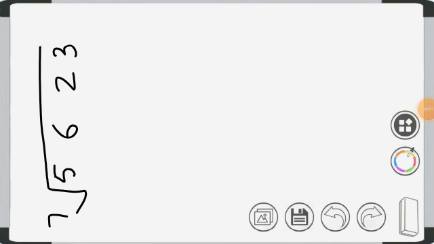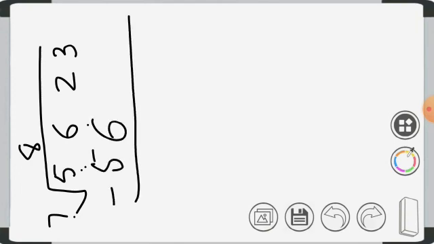The second part is 5623 divided by 7. We will divide this figure by 7. First, we can see 5 is smaller than 7, so we have to divide 56 by 7. Is there any number that is equal to or less than 56 in the table of 7? 8. 7 8s are 56. The next step is subtraction. 56 minus 56, we will get 0.